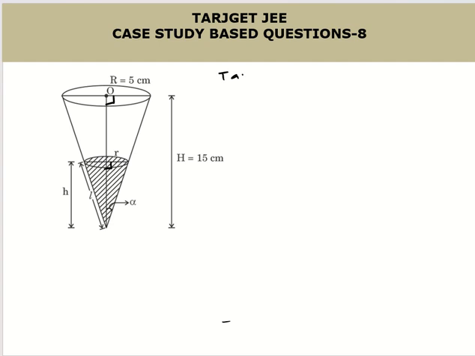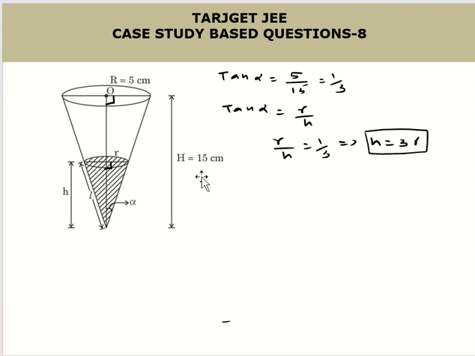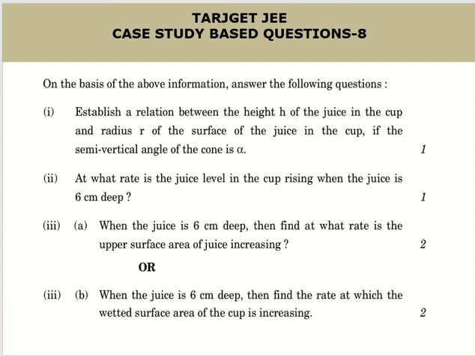we can understand that tan alpha is equal to opposite side divided by adjacent side, 5 divided by 15, which is equal to 1 by 3. From the small right triangle, tan alpha is equal to r divided by h. So we get a relation r by h is equal to 1 by 3, or we can say h is equal to 3r. When r is the radius of the juice present in the cup and h is the height to which the juice is present, the relation between h and r is always h is equal to 3r.